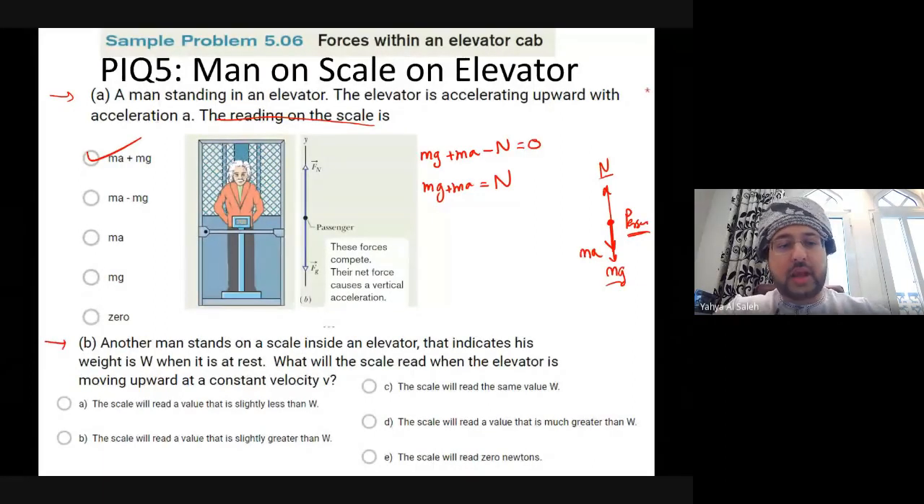Let's look at B. Another man stands on the scale inside an elevator that indicates his weight is W when it is at rest. So when the lift is not moving, it will give the weight W, whatever W is, 10 kilos, 10 newtons, something. What will the scale read when the elevator is moving upward at a constant velocity V? Look at this word. It's very important. Constant velocity.